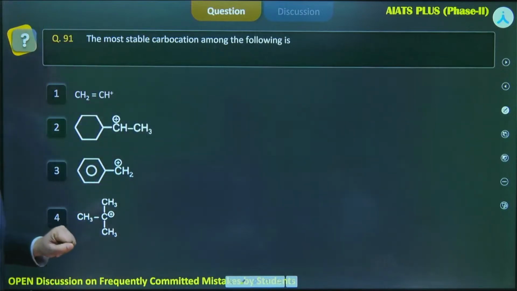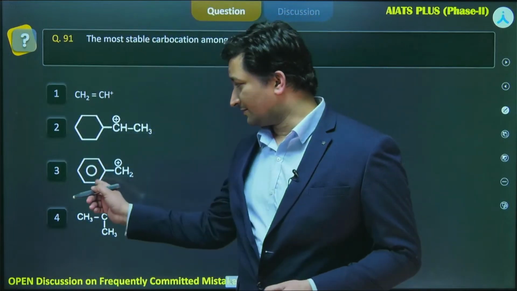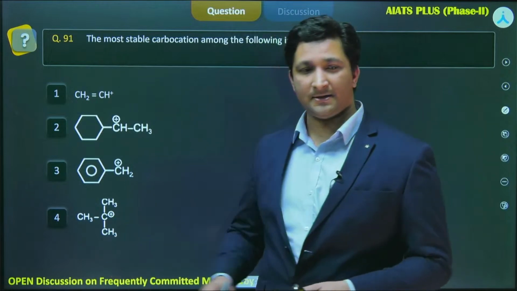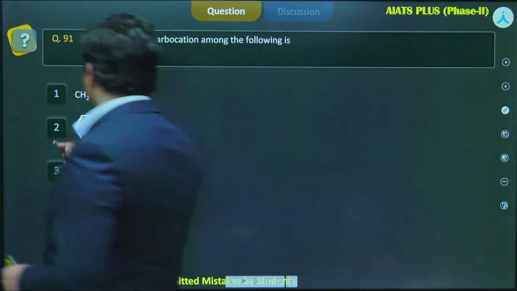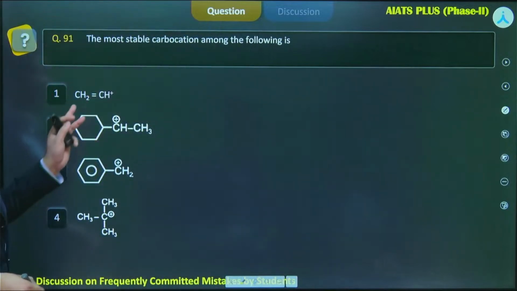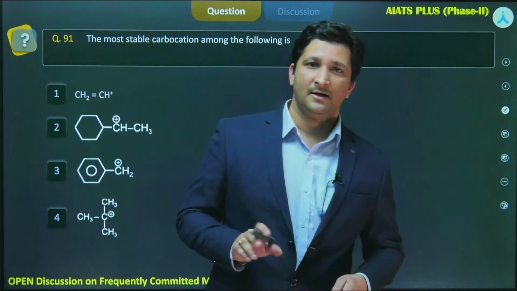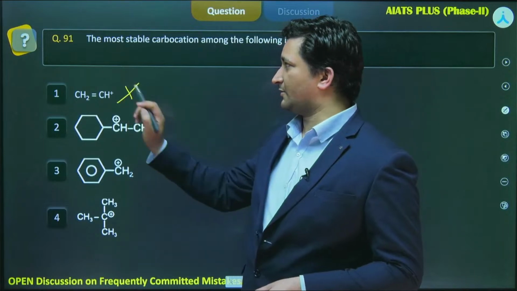So some of you are going for the 3rd option, and some of you want to say that the 4th will be the correct answer. Now let's have a quick recap here. If we talk about this, this is a vinyl carbocation, and we know that a vinyl carbocation is neither stabilized by resonance nor hyperconjugation, so it is least stable. We will not talk about this.